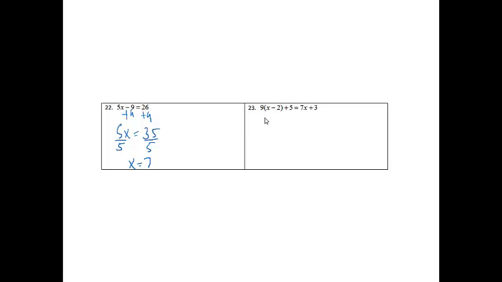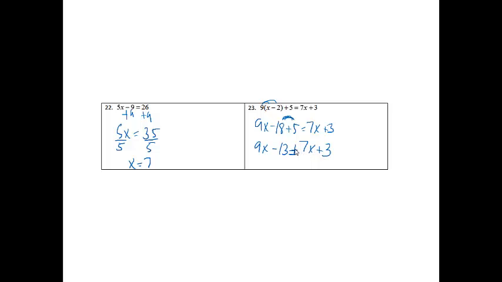Right, the next one, we still are going to solve for x, but I want to get rid of some things first. I'm going to get rid of the parentheses by distributing. So I'll get 9x minus 18 plus 5 is equal to 7x plus 3. And then I'm going to combine like terms over on the left side. So I'm going to get 9x minus 13 equals 7x plus 3.